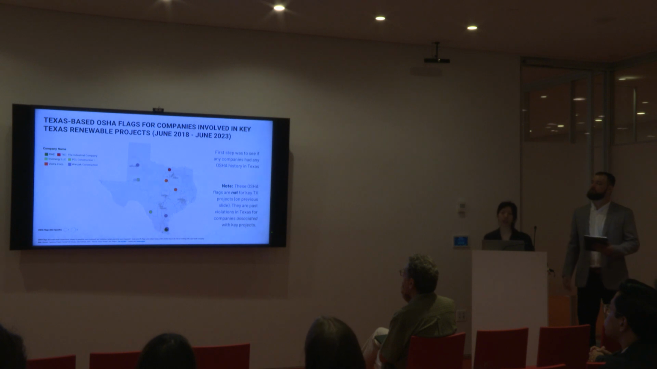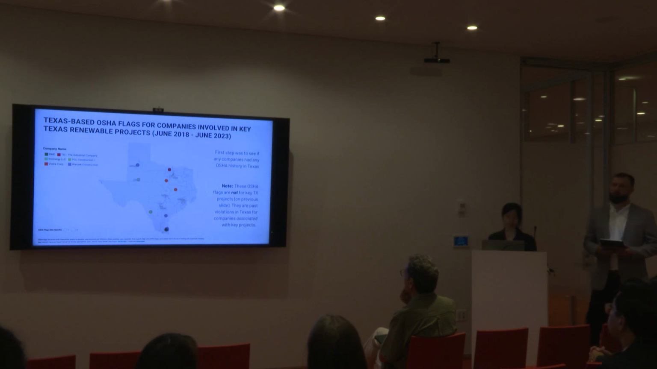So based on that list of developers that we received, we looked at OSHA flags by these companies within the last 5 years that took place in the state of Texas, and we made this map. An important thing to note is these are not OSHA flags for those key renewable projects. These are OSHA flags for companies involved in those projects that took place in Texas.